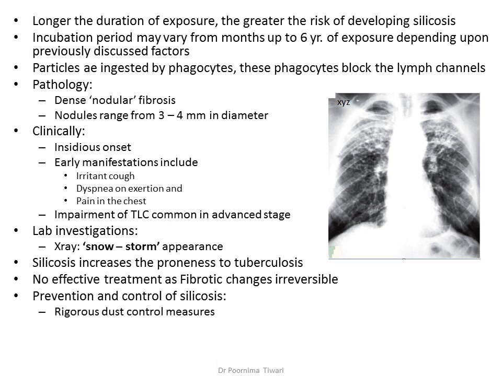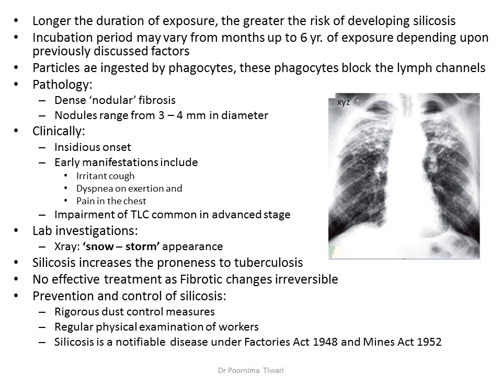Prevention and control of silicosis include rigorous dust control measures, regular physical examination of the workers, and removing them if lung function tests are found diminished. And silicosis, once identified in a person, is a notifiable disease. It should be notified to the authorities under the Factories Act and Mines Act.